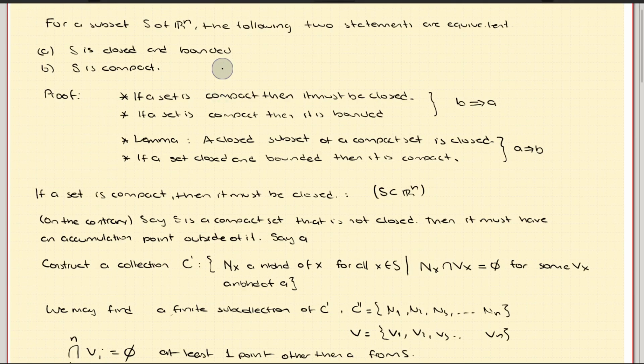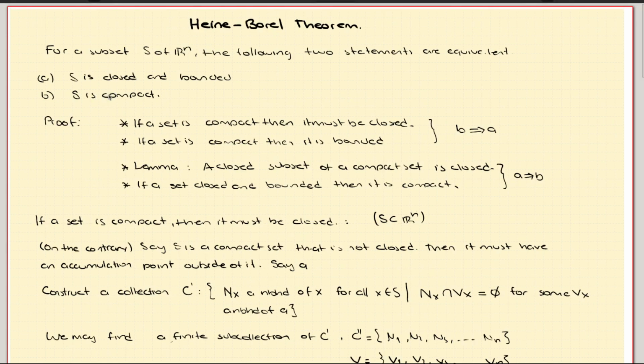So as a summary, we have shown that if a set is compact, then it must be closed, and if a set is compact, then it's bounded. This makes B implies A, and at the end we have shown that if a set is closed and bounded, then it is compact. And to prove this, we have used this lemma: a closed subset of a compact set is compact, and together these show that if a set S is closed and bounded, then it must be compact. And this finishes the proof of the Heine-Borel theorem.